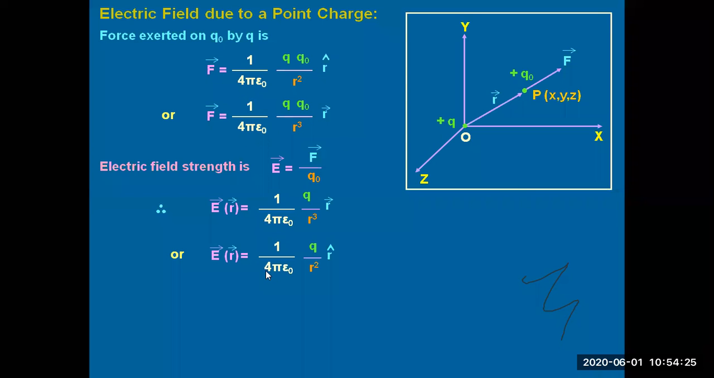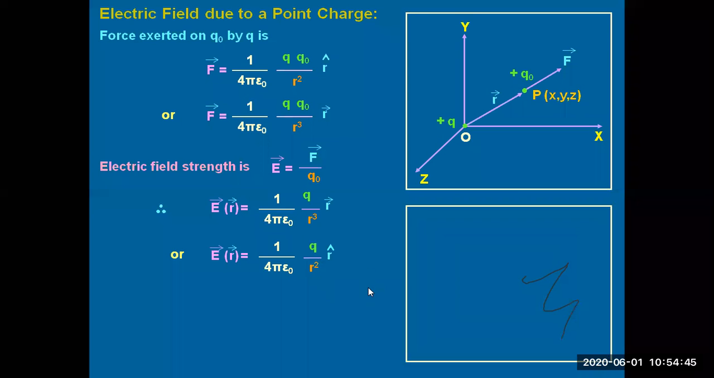The next formula we have: 1 divided by 4 pi epsilon naught Q divided by R square into R cap. R cap, when we write, the denominator will automatically become R square. R vector, when you write, the denominator will automatically become R cube. So those two differences you just keep in mind.